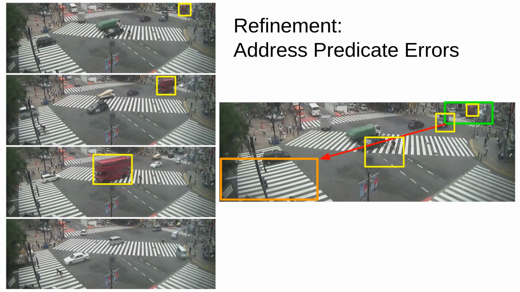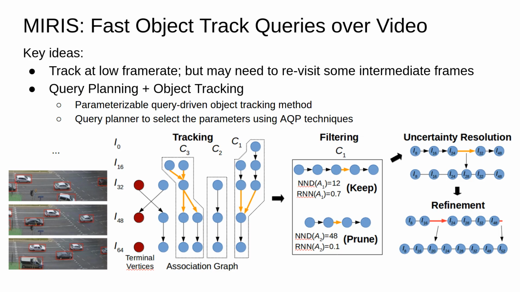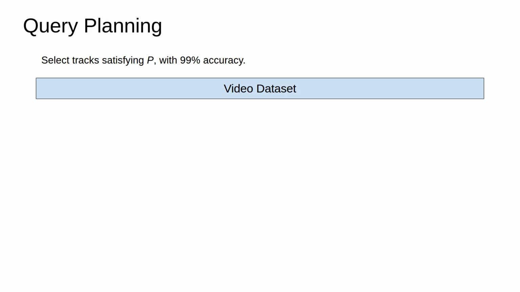I'm going to skip over this stage, but the details are in the paper. Okay, so that's how our object tracking method works. Now I'll briefly discuss the query planning process. So suppose we have a video dataset like this, along with some query.